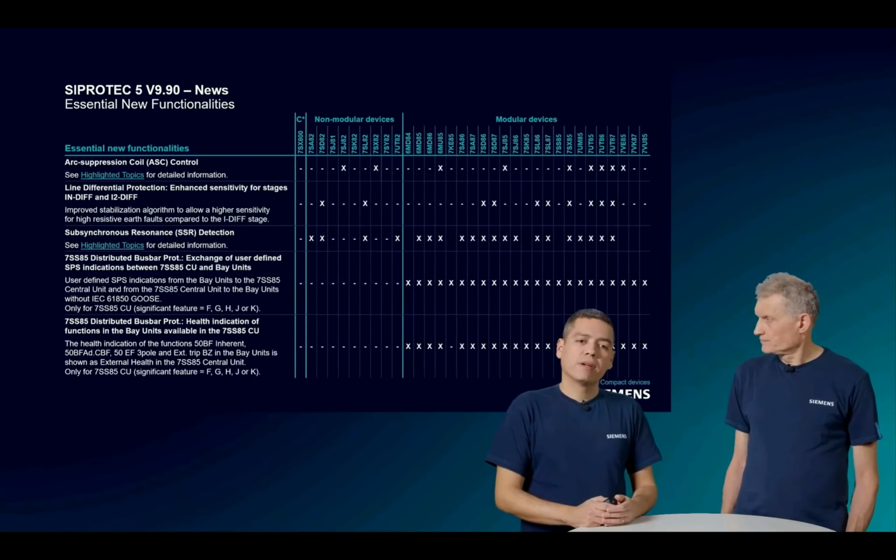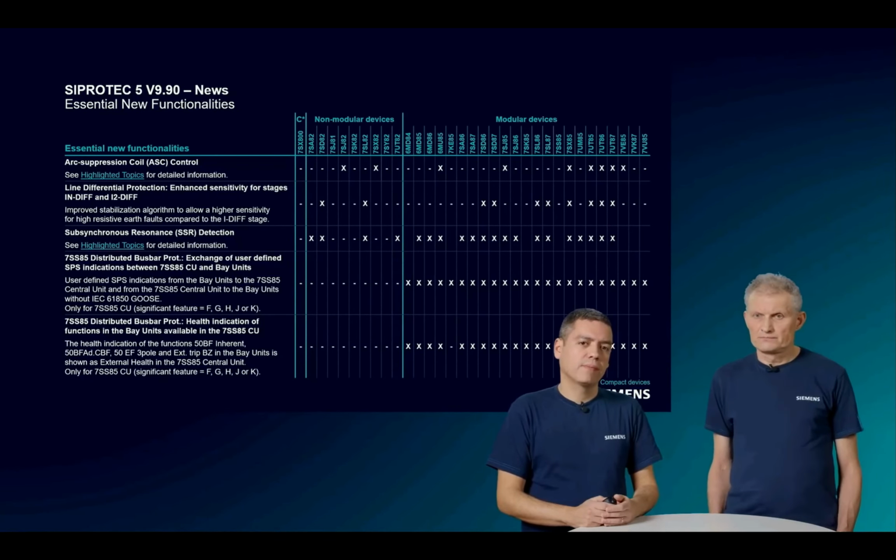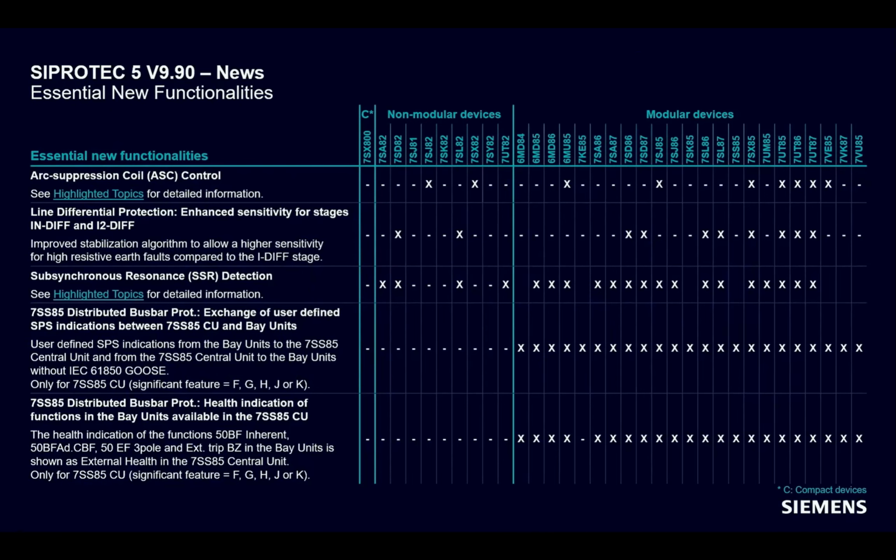So talking now about the essential new functionalities, with version 9.90, we have a total of 13 essential new functionalities, which will be presented now. The first one, arc suppression coil control. This will be available for 7SJ82, 7SX82, 6MU85, 7SJ85, 7SX85, 7UT85, 86 and 87, and 7VE85. We will go into more detail in the highlighted topics part.